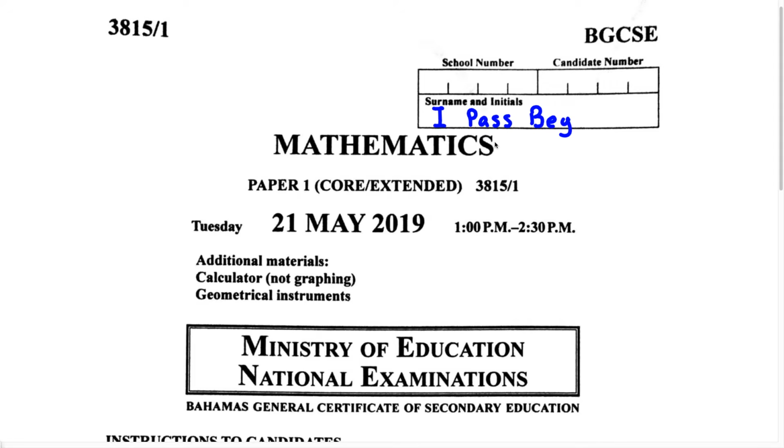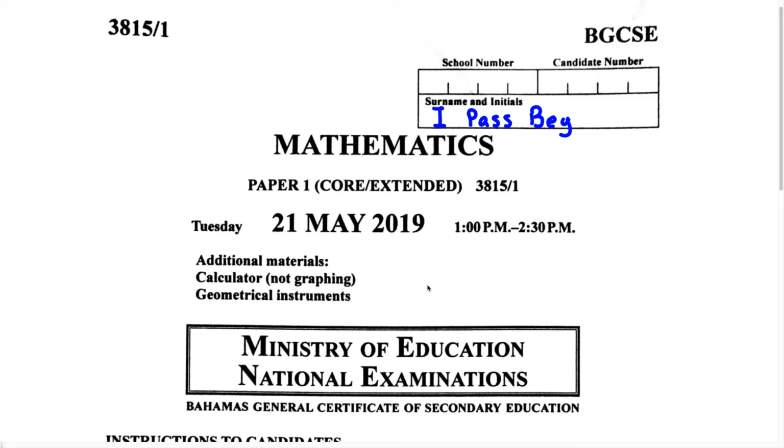Okay, let's look at this exam. It starts at 1 o'clock p.m. and it ends at 2:30 p.m., which means you have 1.5 hours to complete this exam. So you have 1 hour and 30 minutes. This is very important to keep in mind when taking the BGCSE Mathematics exam.